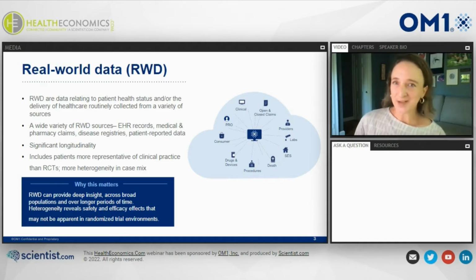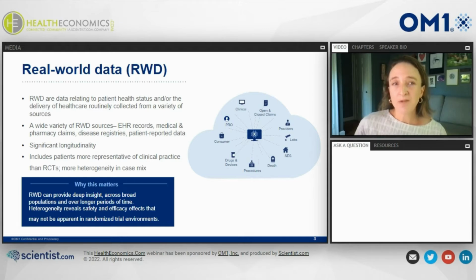So let's start with just some basic definitions, just to make sure everybody's on the same page. So what are real-world data? They're any data related to patient health status or the delivery of healthcare that are routinely collected. Oftentimes people focus just on the electronic health record data or claims data that are frankly usually the cornerstone of real-world data, but real-world data also comprise more diverse sources, including disease registries, patient-reported data, even insurance underwriting data. We have a really interesting social determinants of health data set that comes from that type of data source.